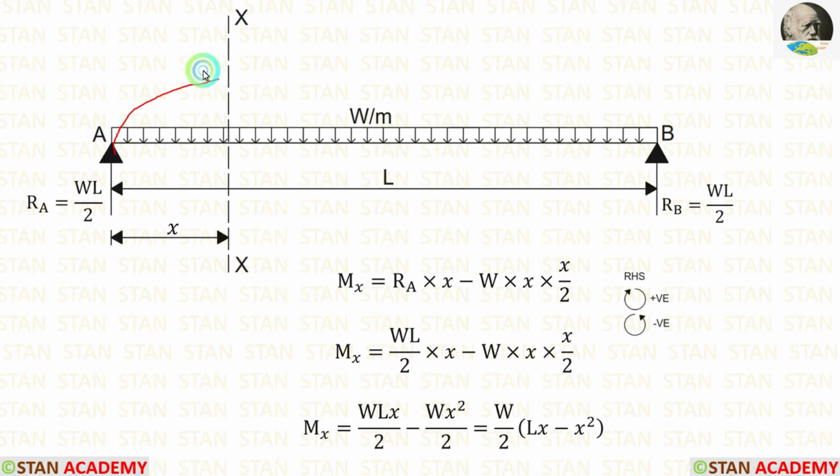RA is acting towards the section in the clockwise direction, so it will be positive, and the distance is x, so RA into x. The UDL is acting towards the section in the anti-clockwise direction, so it will be negative. When the UDL comes, we have to take the distance and the distance by 2, so x into x by 2. We have already calculated RA, that is WL by 2. We can apply that. W by 2 is common for both of the terms. We can take W by 2 outside. So Mx is equal to W by 2 into (Lx minus x square).